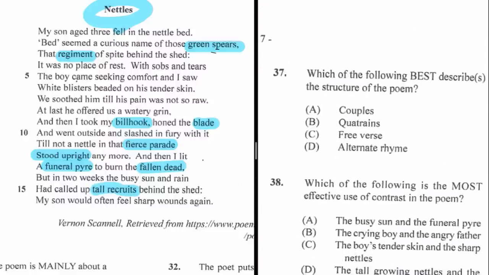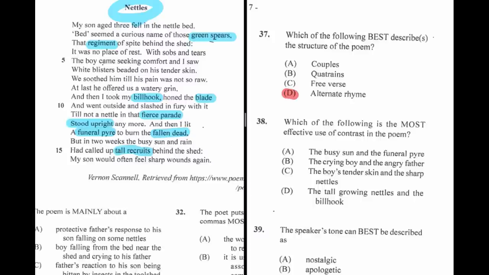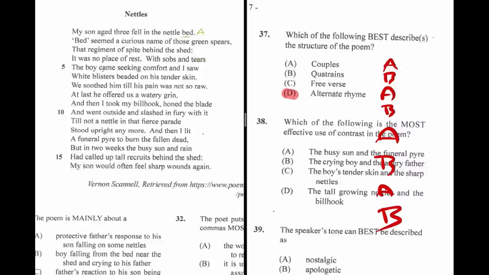Moving on to 37. Which of the following best describes the structure of the poem? Okay, this one's pretty easy. D, alternate rhyme. What that means is we have a rhyme scheme that looks like A, B, A, B, A, B, A, B. If you have no idea what a rhyme scheme is, well, let's demonstrate on the actual poem. You have A, you have bed, then you have spears, a different sound. Then you go back to A, bed rhymes with shed. Back to A, spears rhymes with tears. B. We call this alternate rhymes.